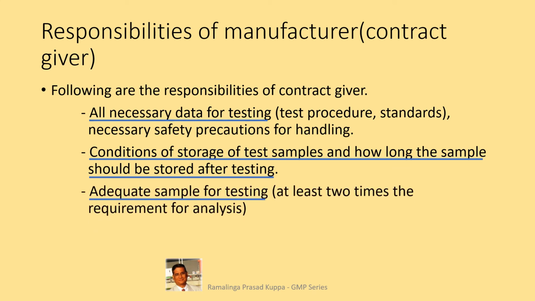Adequate sample for testing, at least 2 times the requirement for analysis. This is a guideline requirement as per section 11.72 of ICH Q7. This point is for retention sample requirement. Logically, the same can be considered valid for testing too.